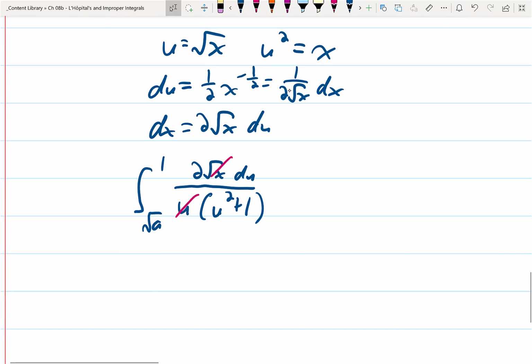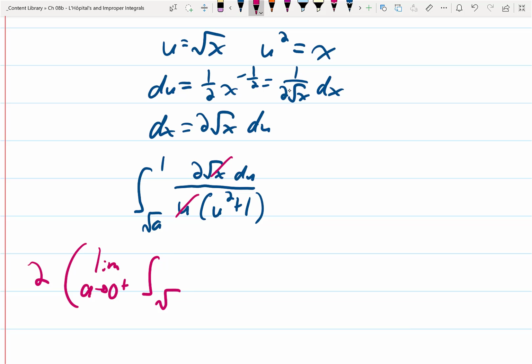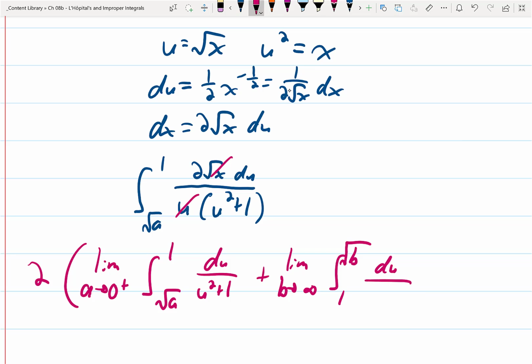So knowing all that, and without too much effort, I can actually factor a 2 out of the entire thing and say 2 times big limit as a approaches 0 from the right of the integral of root a to 1 du over u squared plus 1 plus the limit as b approaches infinity of 1 to root b of du over u squared plus 1. Do you see where the root b's and the root a's came from? Remember, you have to plug your limits of integration into the u equals root x.